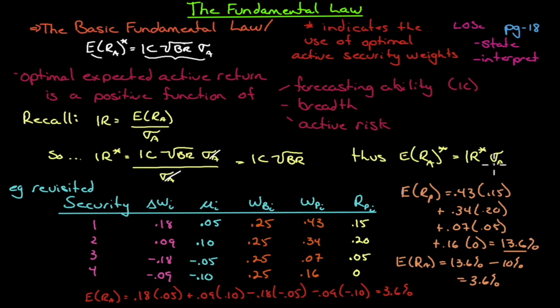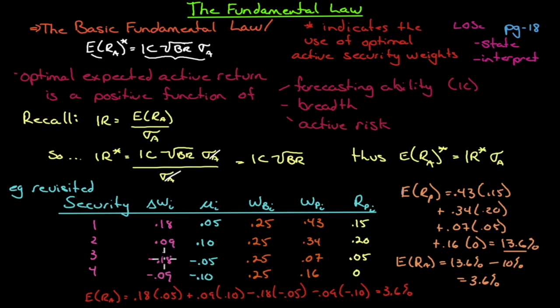So let's revisit what we did and see how easy it is to get to what we're trying to say here. Securities 1, 2, 3, 4. We already figured out what active weights we wanted: 0.18, 0.09, negative 0.18, and negative 0.09. These are the optimal active weights. This is our forecast of active return: 0.05, 0.1, negative 0.05, negative 0.1. We have a positive active weight where we have a positive forecasted active return, and a negative active weight where we have a forecasted negative active return.